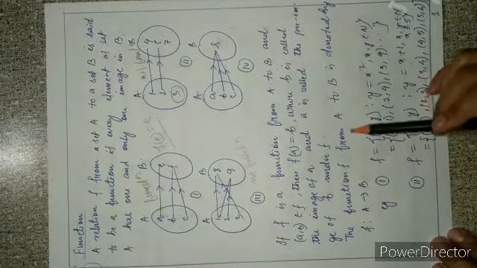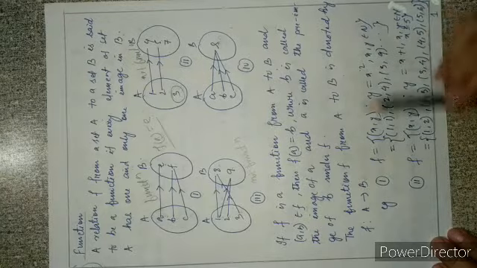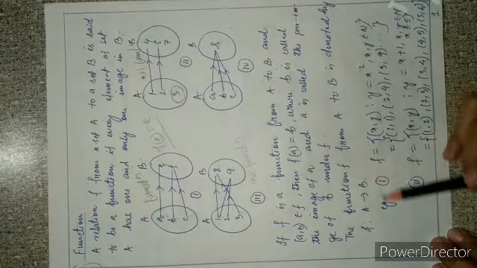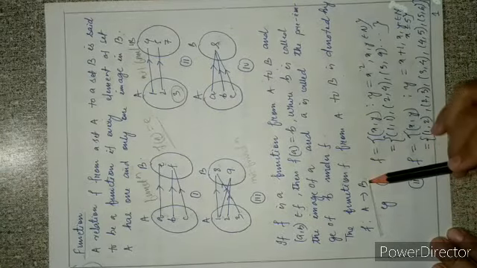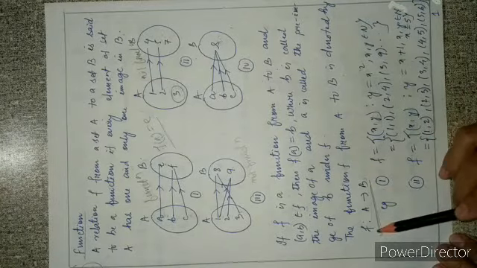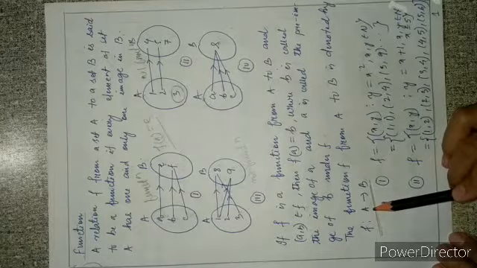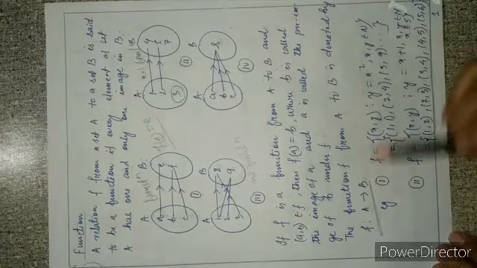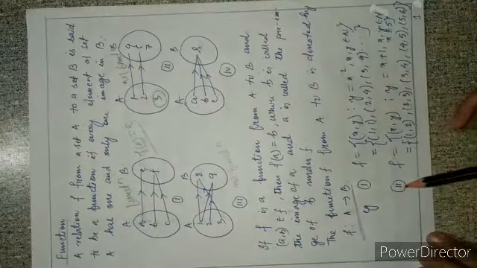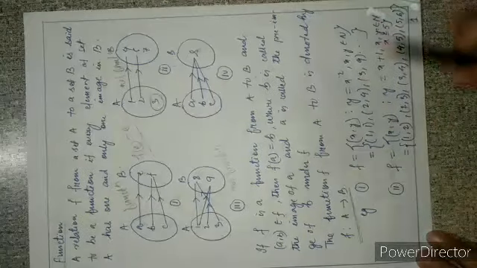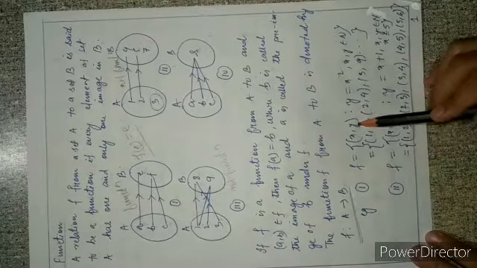The function f defined from set A to set B is denoted by f colon A tends to B. Write small letter f colon A to B, where A is called the domain and B is called the codomain. Example, relation f x comma y.